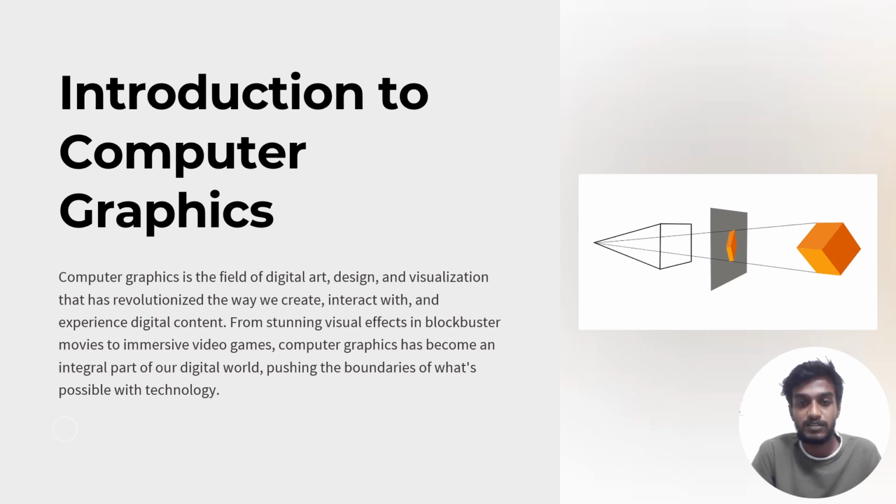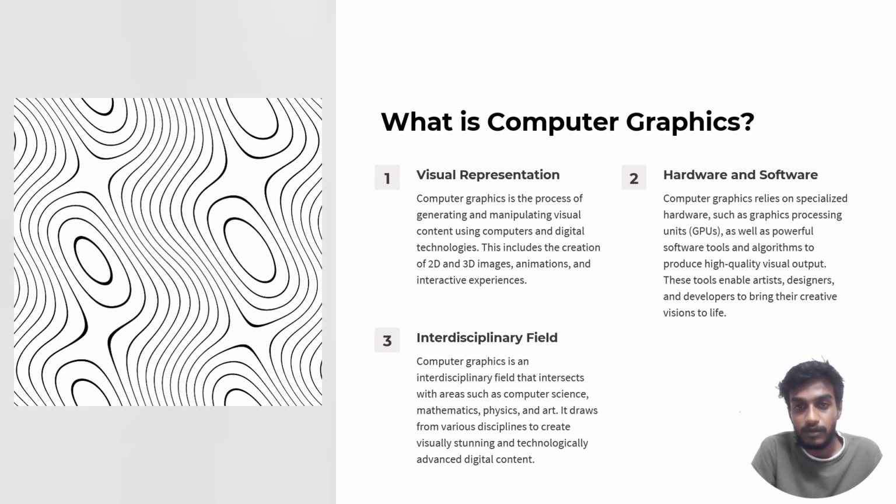From stunning visual effects in blockbuster movies to immersive video games, computer graphics has become an integral part of the digital world, pushing the boundaries of what is possible with technology. So what is computer graphics? Computer graphics is a visual representation. It is the process of generating and manipulating visual content using computers and digital technologies.